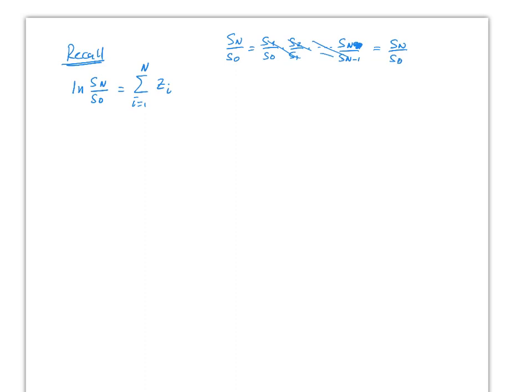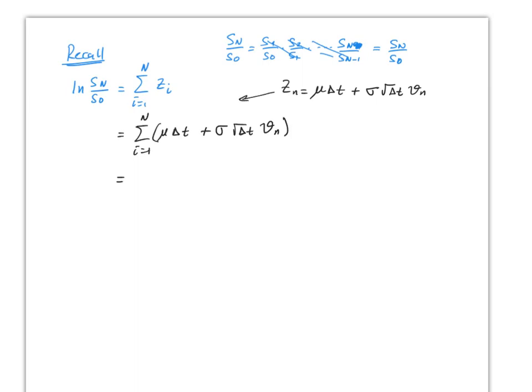Now on the last page we came up with this formula that Z of n is equal to mu delta t plus sigma times the square root of delta t times epsilon of n. Hence, if we plug in this formula in here, we end up with the sum from i equals 1 to n of mu delta t plus sigma square root of delta t times epsilon of n.